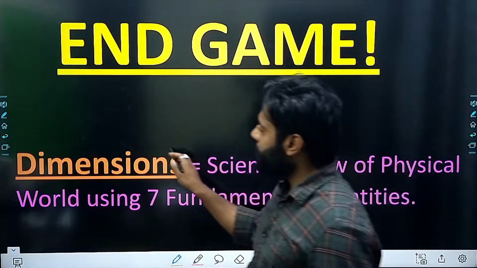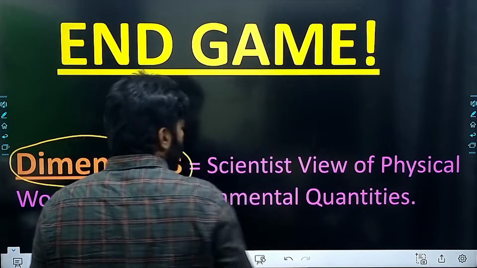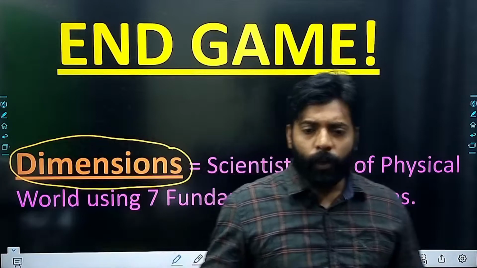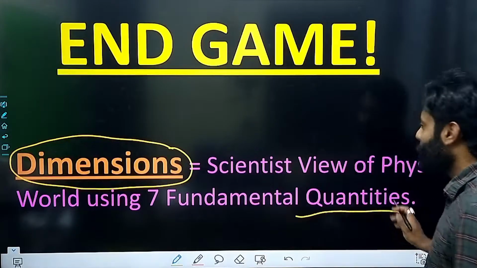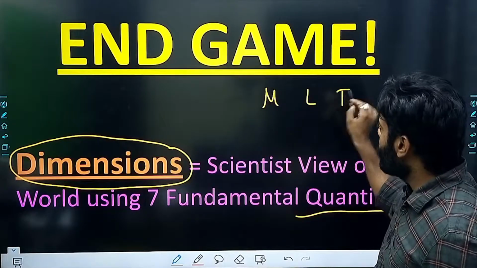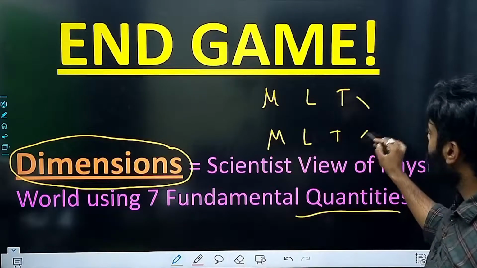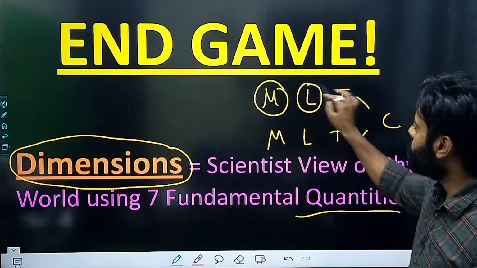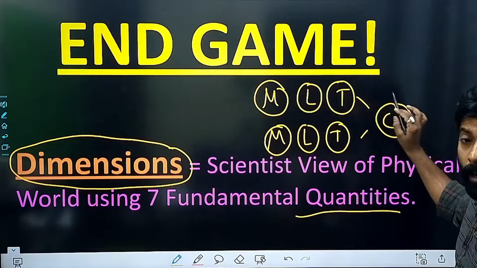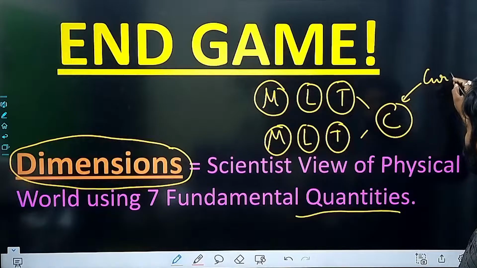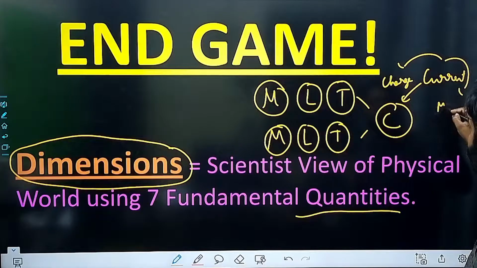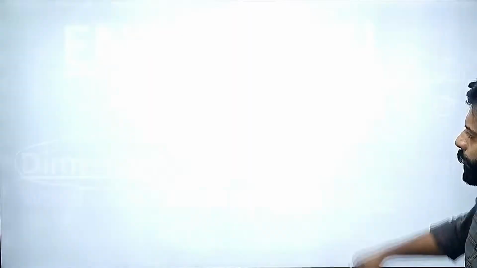So what is dimensions? In my view, scientists' view of physical things using the 7 fundamental quantities can be thought of as dimensions. So we are having these things: M, L, T, and in between we are having C. This is mass, this is length, this is time, this is temperature, this is luminous intensity, this is mole, and this is current. Please remember that this is current. Why current? Because from there we can go to the charge, from here we can go to the magnetic field, right? So this is very important for you.